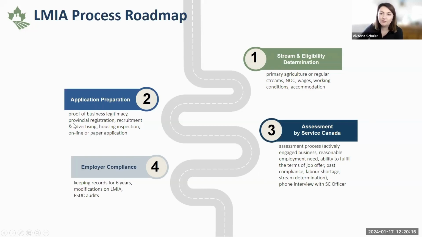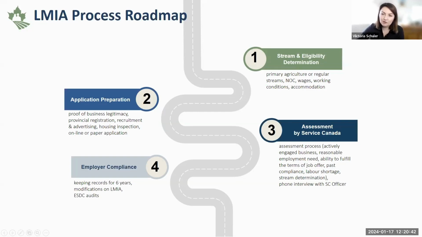Otherwise, you can request certain special considerations, and they may accept your paper application. Step number 3 is the assessment by Service Canada. Basically, once the application is submitted, it goes into that black box, and sometimes we don't know what's happening, but I would say the first review is that they want to make sure that you submitted all the documentation.